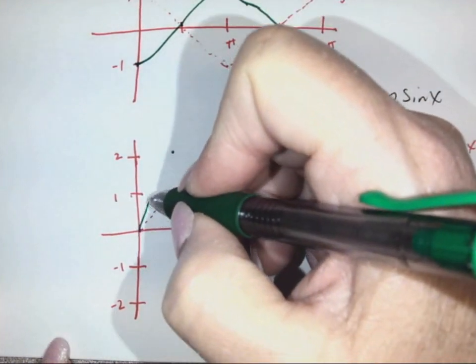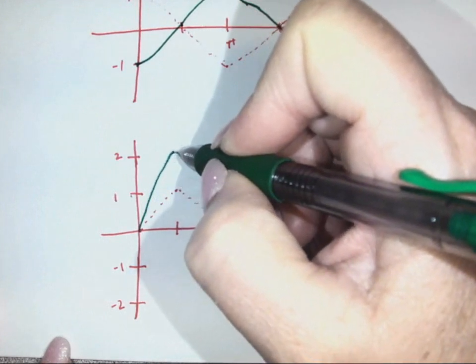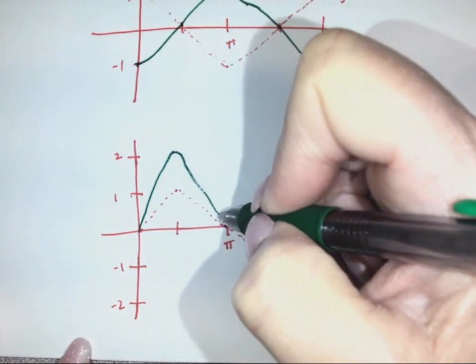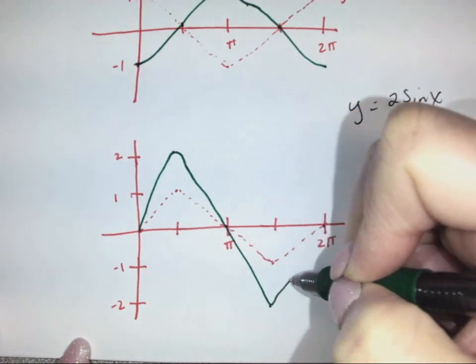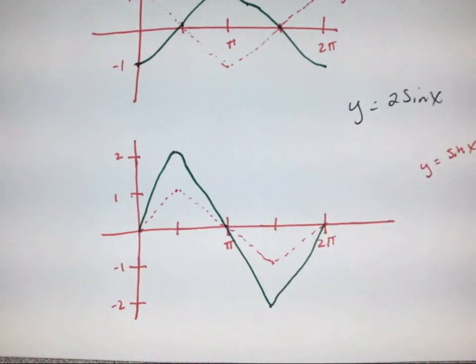So now we're coming up. And then we're going to come down. And then we're going to go back up. Try to make them curvy. This one's a little bit too pointy. But it's just a sketch.